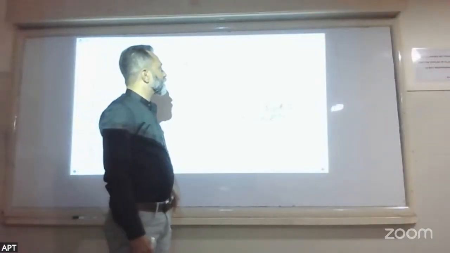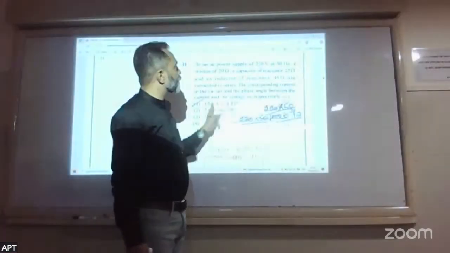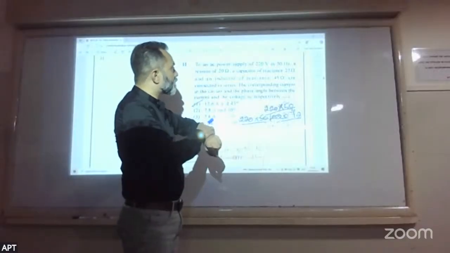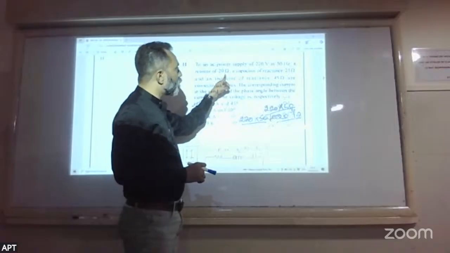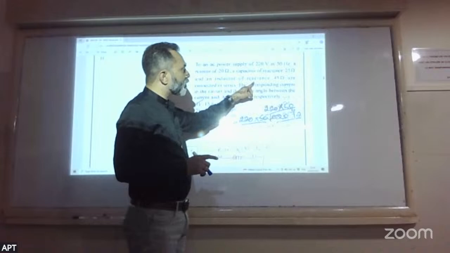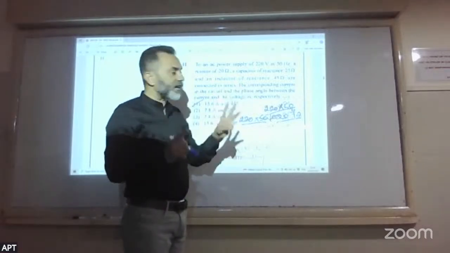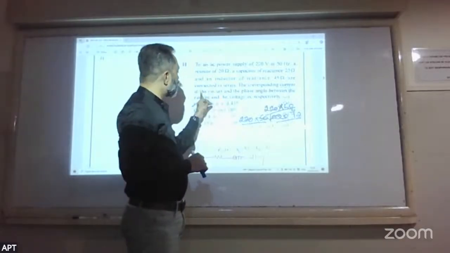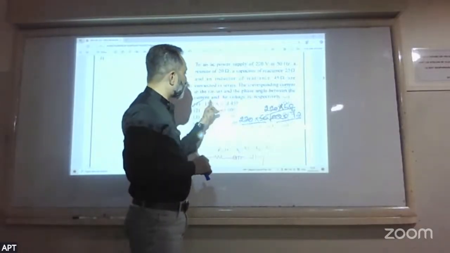The question is from AC circuits. To an AC power supply of 220 volt at 50 hertz, a resistor of 20 ohm, a capacitive reactance of 25 ohm, and an inductive reactance of 45 ohm are given. XL, XC, and R are given, connected in series. The corresponding current in the circuit and the phase angle between them will be?